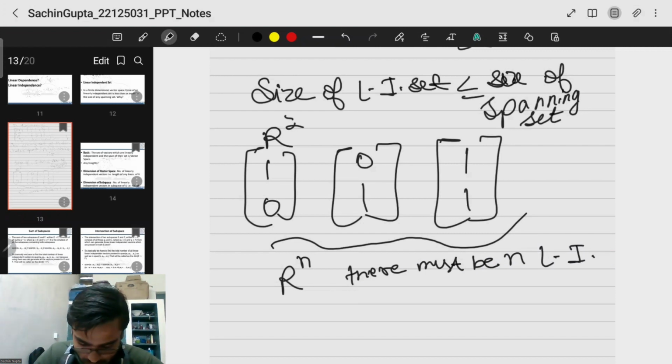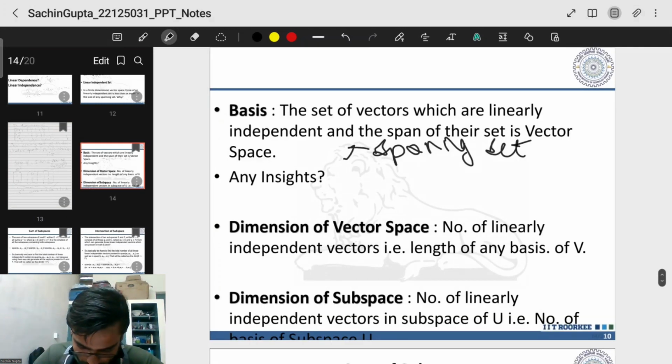So if there are n minus 1, n plus 1 or some other number of vectors which is not equal to n, then we can directly say that they are not a basis. So that is the insight.